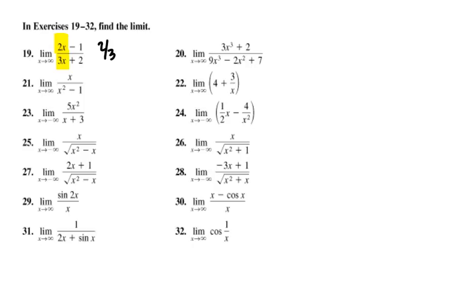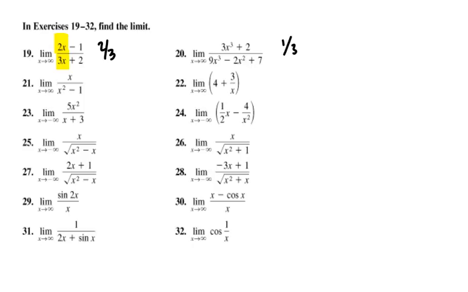Now the same thing works with number 20. We have 3x to the third over 9x to the third. It's a third degree polynomial in the numerator and denominator. We're just going to take the ratio of the leading coefficients, which is 3 over 9, simplified to 1 over 3.